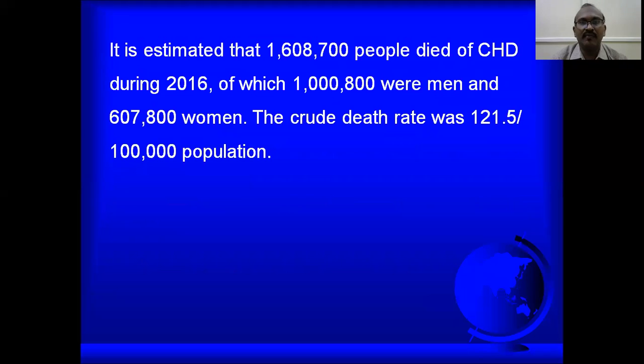It is estimated that 1.6 million people, that is 16,08,700 people, died of CVD during the year 2016. This is the latest statistics we have, of which 1.1 million, that is 10,800 people, were men, and 6,07,800 were women. So more men are affected compared to women. And the crude death rate was 121.5 per 1 lakh population. So the crude death rate was found to be 121.5 for every 1 lakh population.